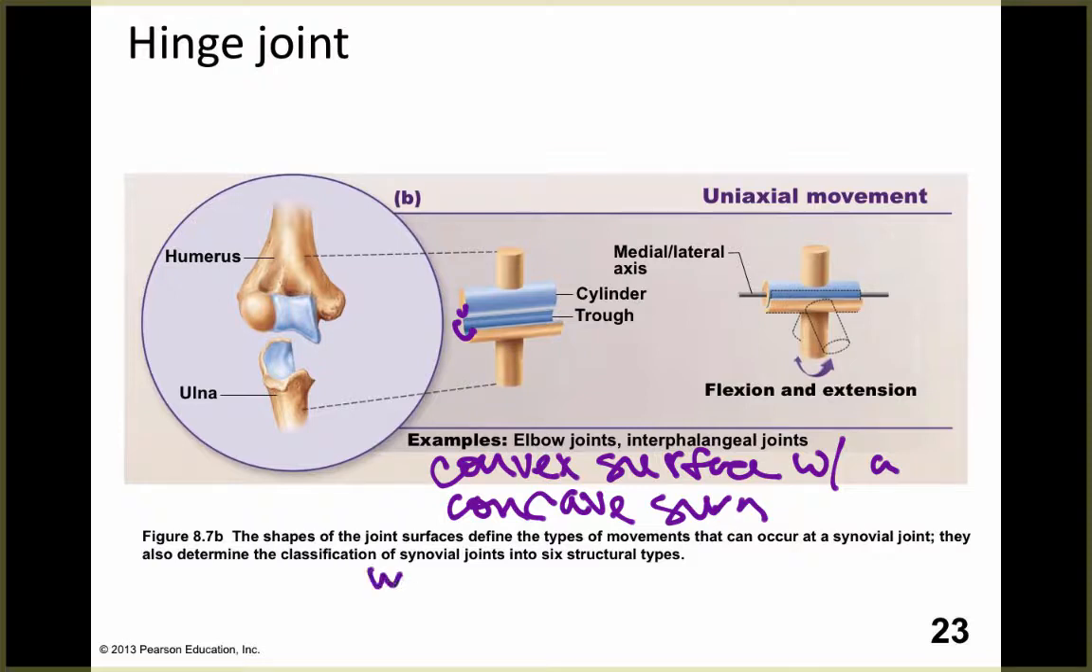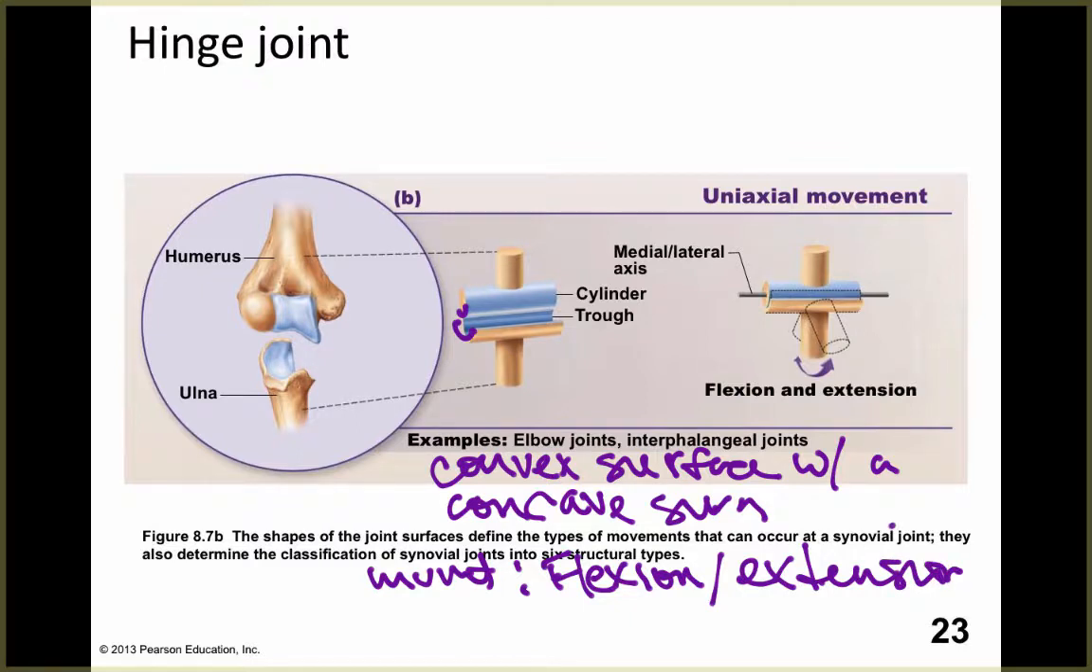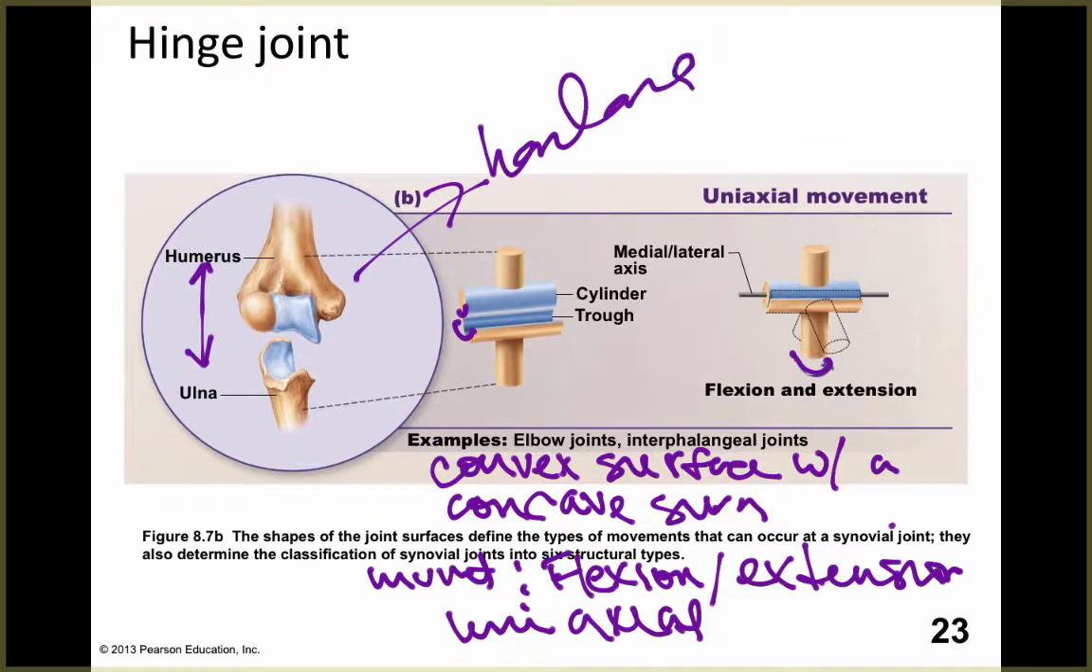And the movement you're expecting to see here is basically what we'll learn in a second, flexion and extension. So in here we have uniaxial movement. And you can see this right between the humerus and the ulna, and you can also see it in the phalange joints.